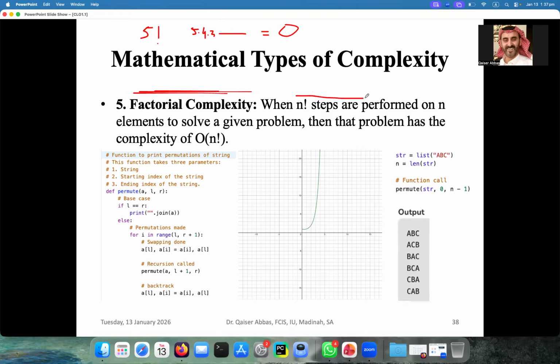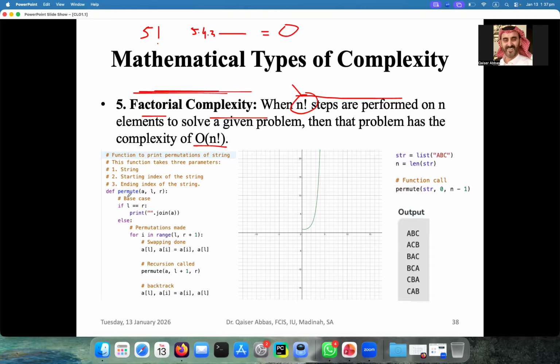When n factorial steps are performed on elements to solve a given problem by some algorithm, that is, the steps performed by the algorithm to solve a problem are n factorial, where n is the size of the input, then the complexity of that algorithm, you can represent it as order of n square.